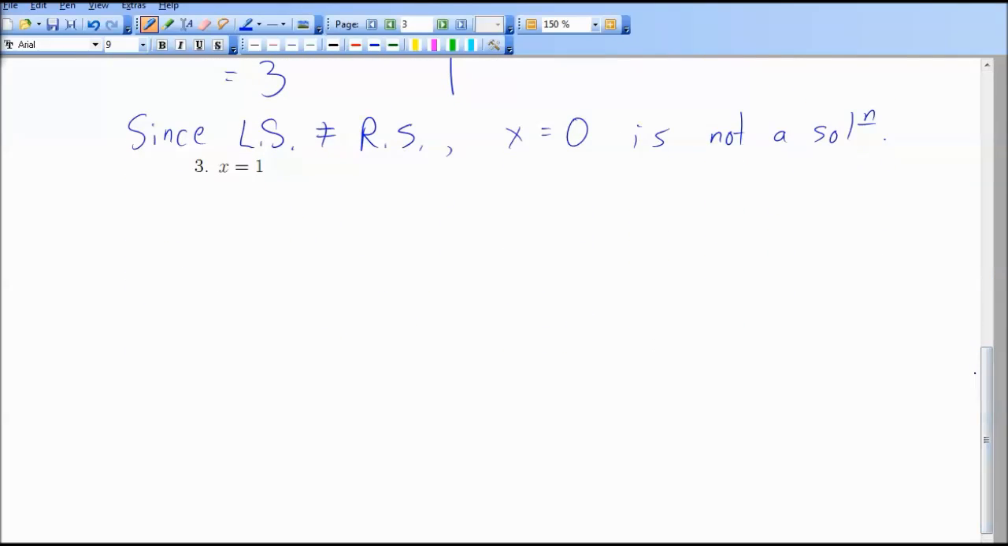All right. So please pause the video at this moment and give the final candidate a check. Plug x equals 1 into the left-hand side and right-hand side of the equation separately and determine whether or not it is a solution.